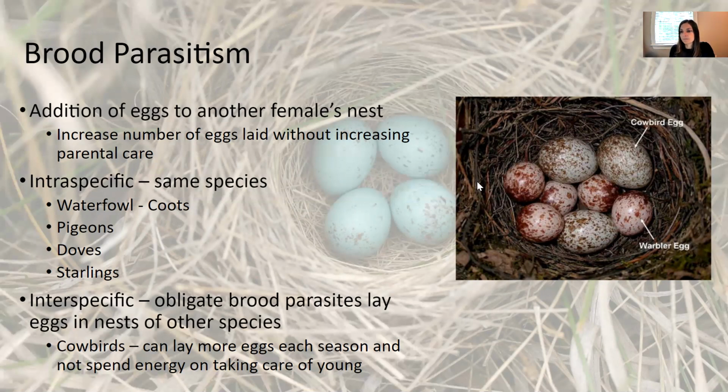This is a cowbird egg, so 3 cowbird eggs in a warbler nest. They don't even look the same, but the warbler doesn't seem to mind. The warbler will still incubate all of these eggs and even take care of the young. It allows the cowbirds to lay more eggs. If you're not putting the energy into the incubation of the eggs, you can lay more and not spend energy on caring for the eggs or caring for the young.